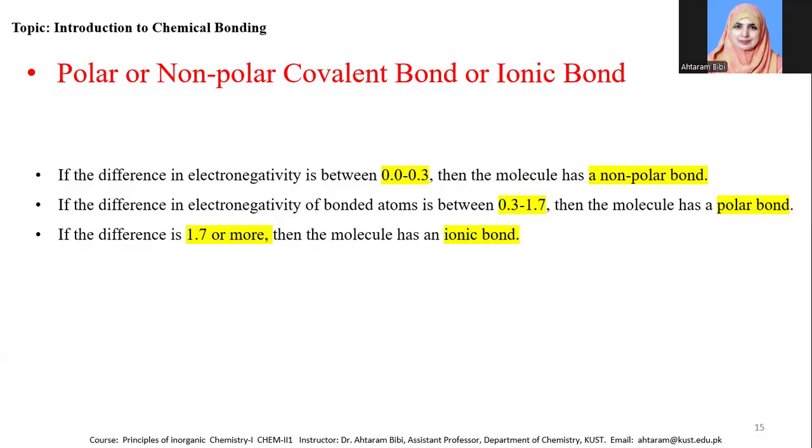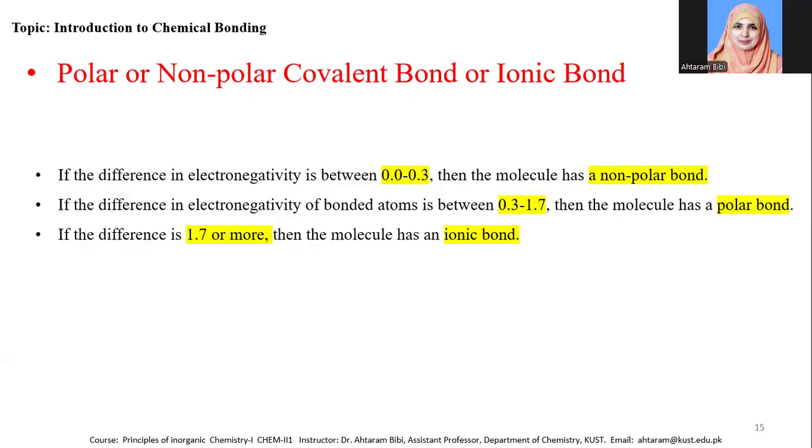For example, hydrogen has one valence electron, so it can form only one bond. Calcium has two valence electrons, so it can form two bonds. Nitrogen has three valence electrons, so it can form three bonds. So the number of chemical bonds depends upon the number of valence electrons.